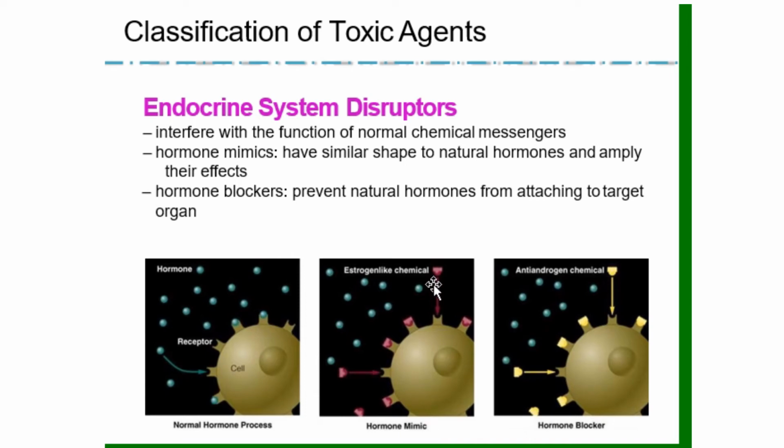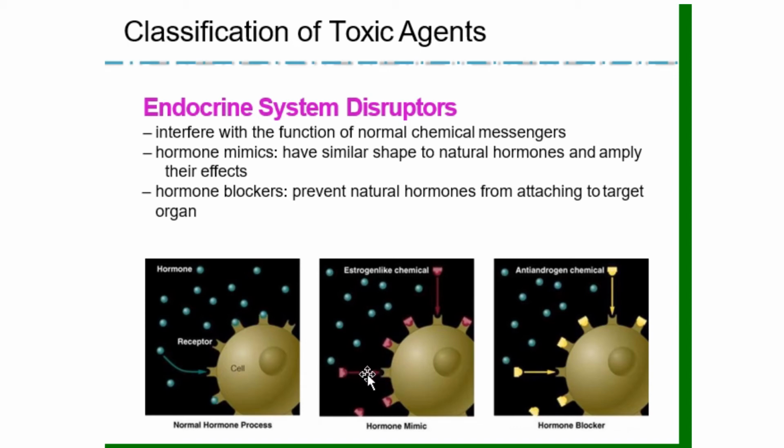Now, what happens when the toxic agents come into the picture? In this case, we have a hormone mimic and a hormone blocker. Hormone mimic means they will copy the shape of the hormone itself, and instead of the hormone binding to the target cell, they are the ones that will bind to the target cell. Now this is the receptor, so this is the shape of the receptor.